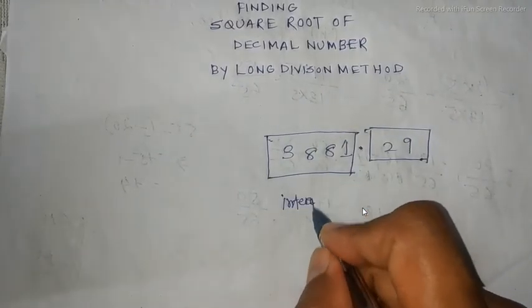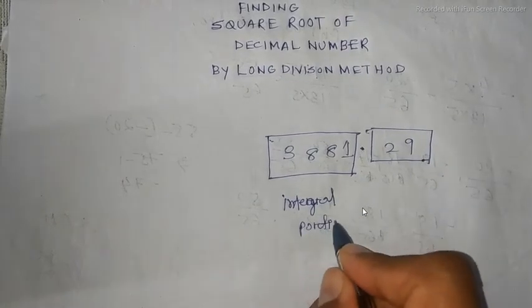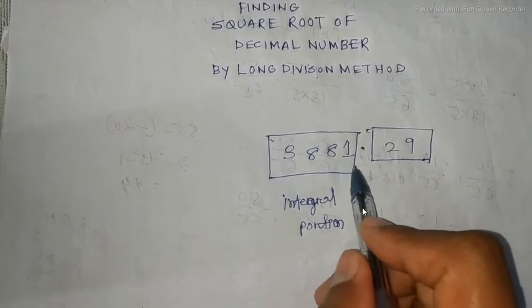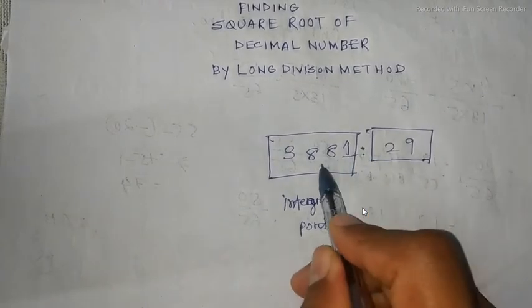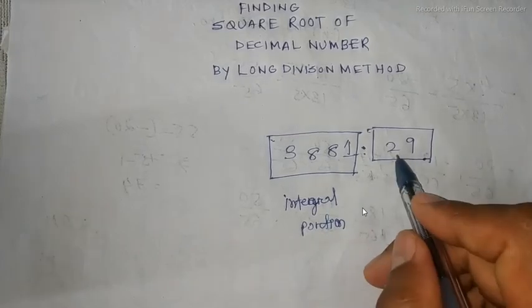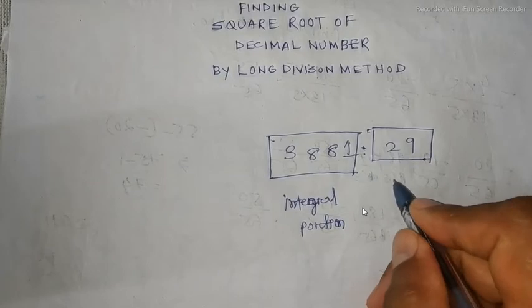Digits, integral portion. The digits before the decimal point are called the integral portion, and the digits after the decimal point are called the decimal portion.